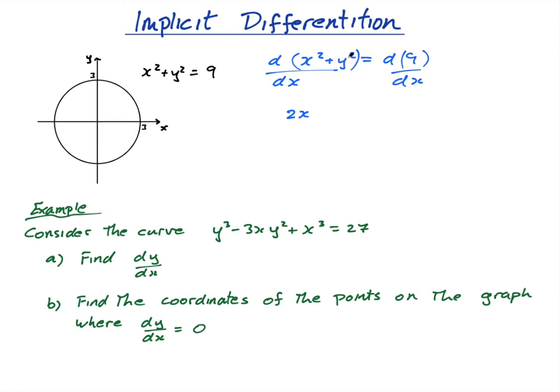Now this is the tricky bit. How do I differentiate y squared with respect to x? Well, remember, y is a function of x. So what we do is we use the chain rule, and the chain rule is we differentiate the outside function, which is 2 times y, and then we differentiate the inside function, which is y, and we multiply. So it's 2y times, what's the derivative of y? Well, it's just dy dx. And then the derivative of 9 equals 0.